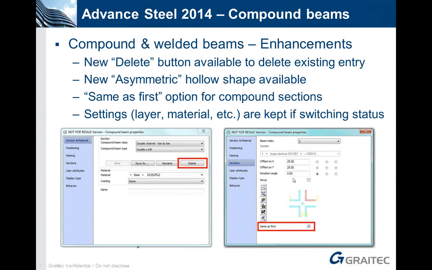By the way, we announce also all the possibilities for compound and welded beams. You have the possibility to delete now a previously saved section. You have new types which are available, like asymmetric hollow, and a new option same as first when you define your different sections. The settings when you change the layer or the material of a specific section are kept when you change the status of your compound beam.